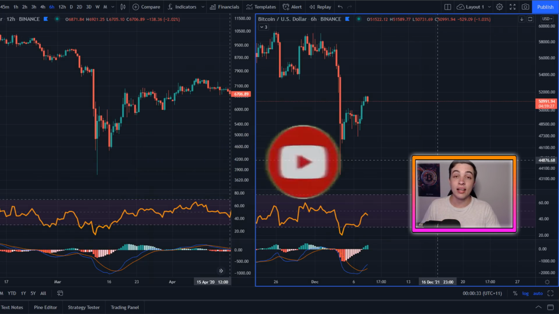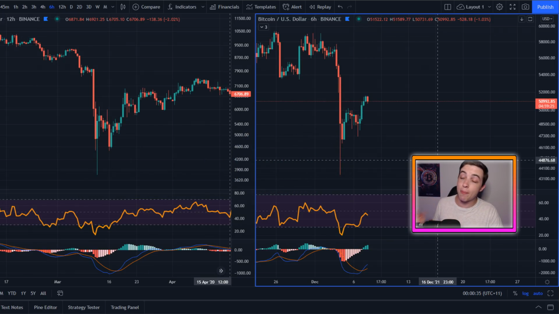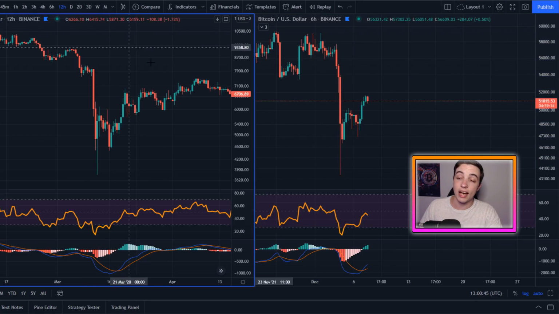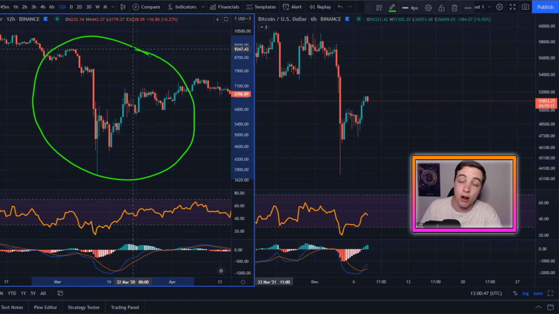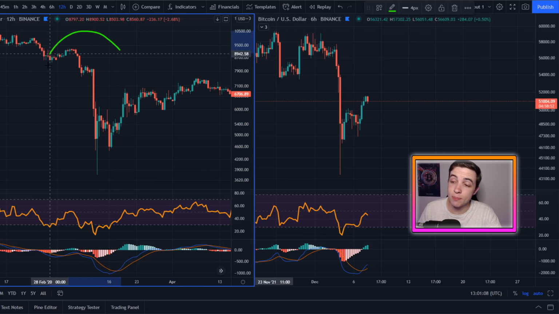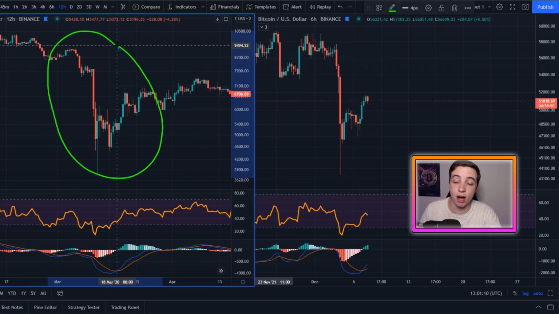But with all of that out of the way, let's get straight to what this video is about. So right here on the Bitcoin US dollar charts, on the right side of your screen, this is the 6-hour time frame for Bitcoin showing the current price action. And on the left side of your screen, this is the 12-hour Bitcoin chart, which is zoomed into the Bitcoin crash that we experienced back in March 2020.